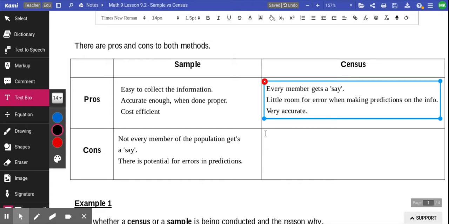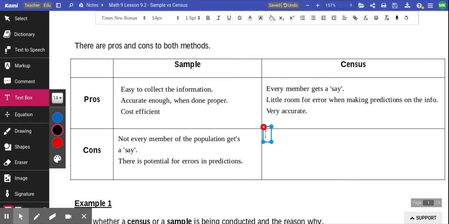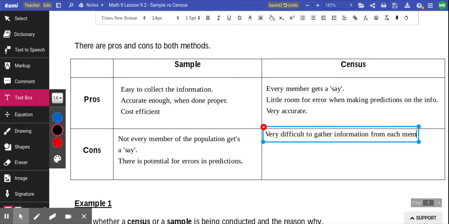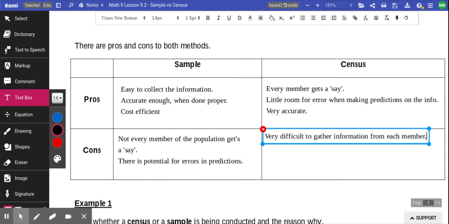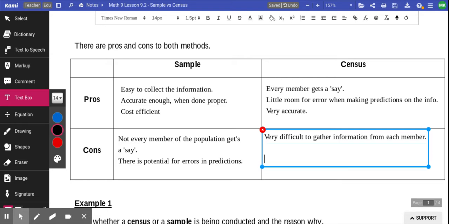Cons. The biggest con of a census is that it is very difficult to gather information from each member. Hey, that is hard to do, right? It's hard to get a hold of every single person in a population. For instance, if we want the grade nines to tell us what their best option is, I have to set up time to make sure every single grade 9 student answers me, and that's a lot of work and not easy to do. The second biggest con of a census is it's expensive usually.